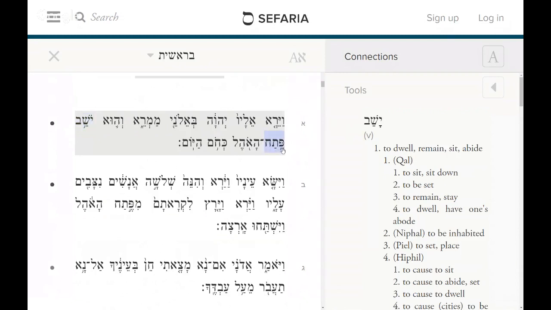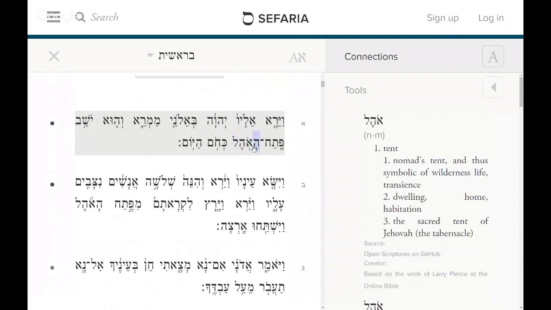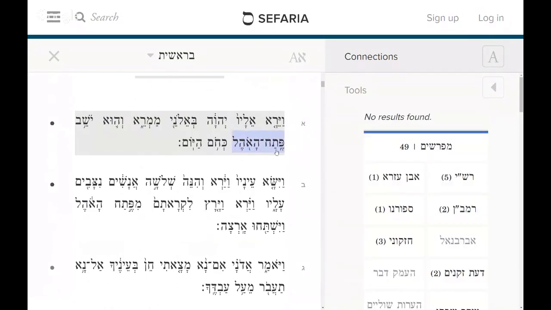Petach. Petach is the entrance. It's a noun. It means the doorway, opening. It's related to the verb that means to open, liftoach or patach, is to open. But this is an opening, the door. And ha-ohel. Ohel means tent. And so ha-ohel, ha is the way that you say the. So the tent. And so these two words are in smichut. They're in a construct. So petach ha-ohel, you'd add an of in between, the opening of the tent.